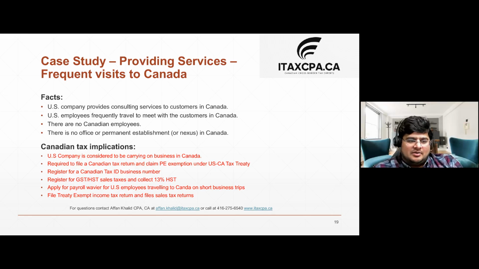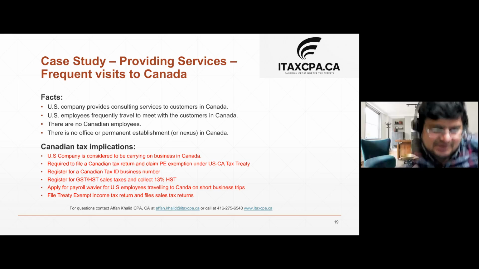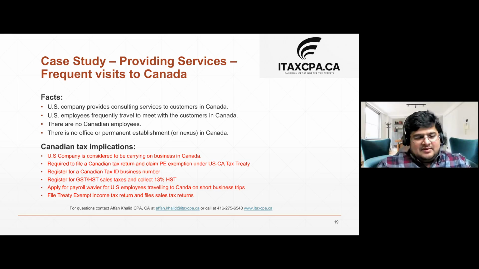Requirement to file, requirement to register, requirement to collect GST, HST. Of course, I am exaggerating a bit for GST, HST, but just keep in mind that if there is cross border travel involved and work is being done on site in Canada, there are Canadian tax issues to be addressed. That's the key takeaway.